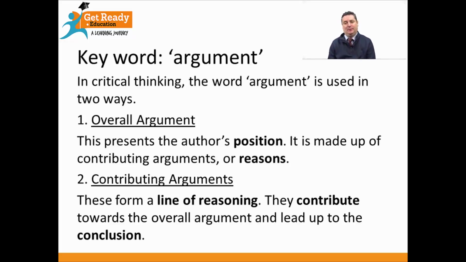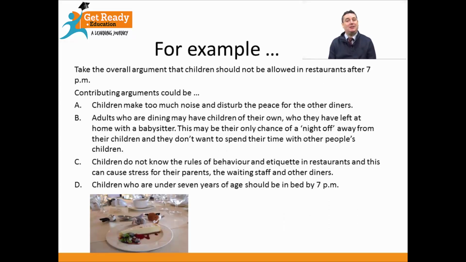For example, if we take the view of position A, which is that children shouldn't be allowed in restaurants after 7 o'clock at night, contributing arguments to that could be children make too much noise and they disturb the peace for the other diners. Adults who are dining may have children of their own who they've left at home with a babysitter. This may be their only chance for a night off away from their own children, and they don't want to spend time in other children's company when they're having their own free time.